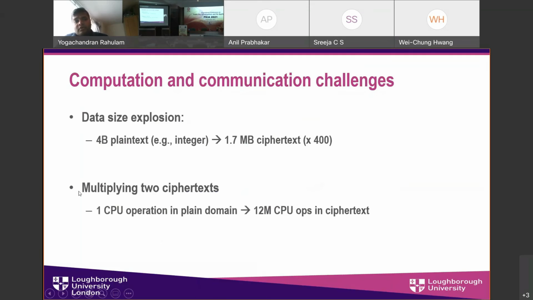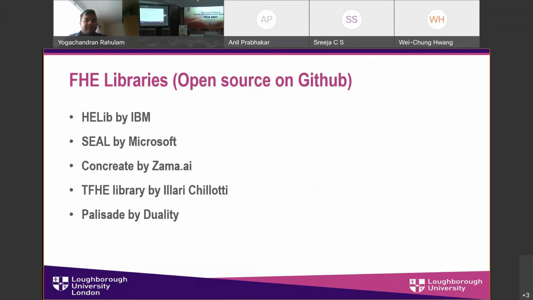Now, if you want to multiply two plain texts in the plain domain, you need only 1 CPU operation. But if you do the same thing in the encrypted domain, it will take 12 million CPU operations. So that will increase the time, right?